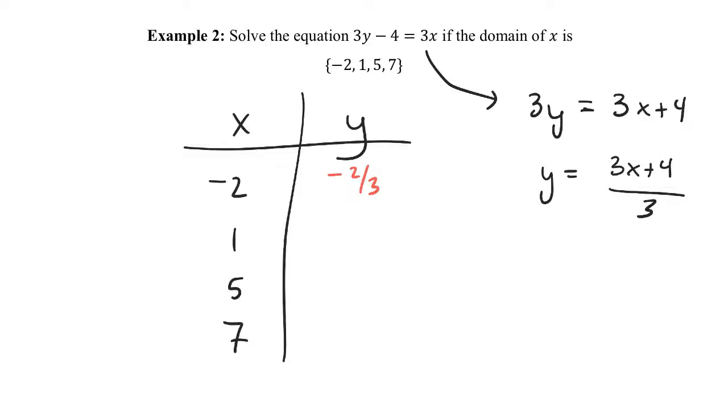Plug a 1 in for x, I get 3. 3 plus 4 is 7. That's going to be 7 thirds. And notice I'm leaving everything in fractions, because when I have a third, it's going to be a repeating decimal. So I don't have to deal with that, right? I don't want to have to deal with that.